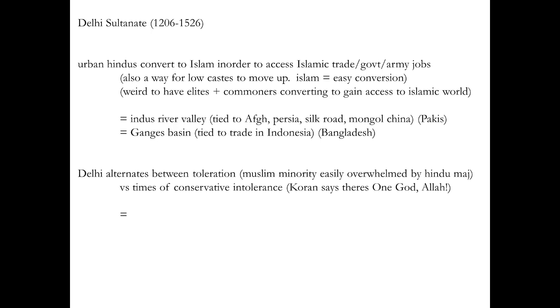You convert, and Islam and the Islamic government automatically says, all right, we're going to give you a better job because we trust you. And so lower caste people convert in order to move up. Islam is an easy conversion. It's got its 5 pillars. If you do more with the Quran, good for you, but you got your 5 pillars, follow that. This is not uncommon. This happens pretty much everywhere. But it is weird to have elites and commoners converting at the same time to gain access to the Islamic world.